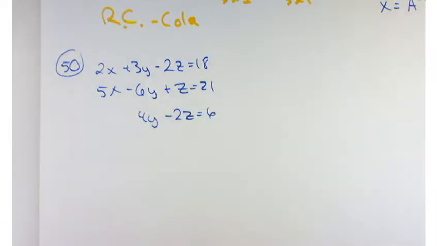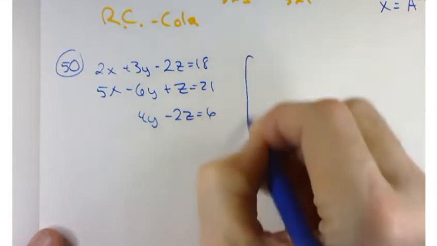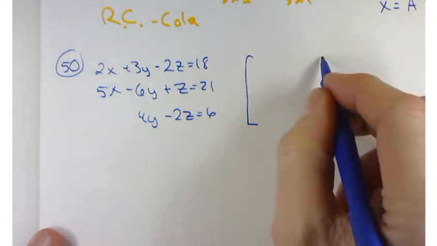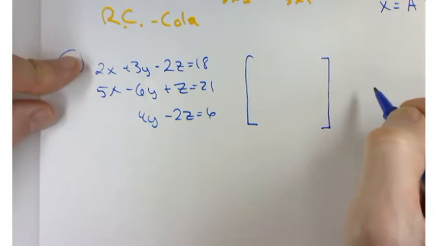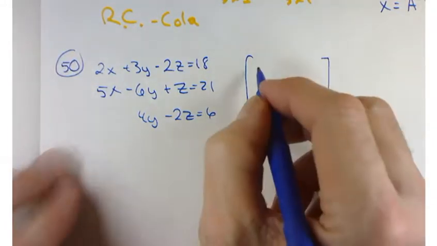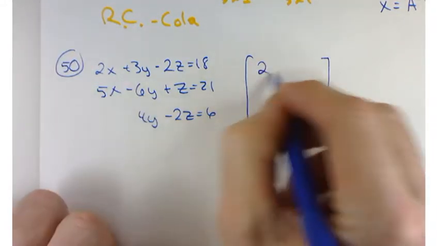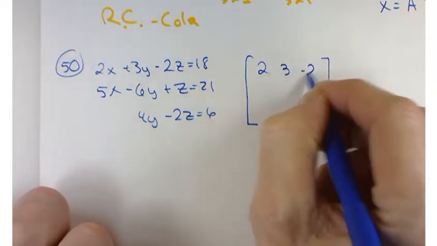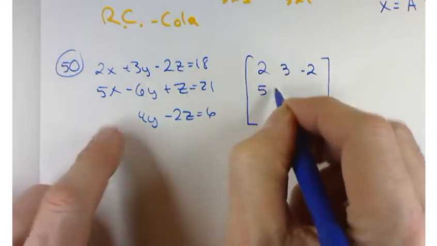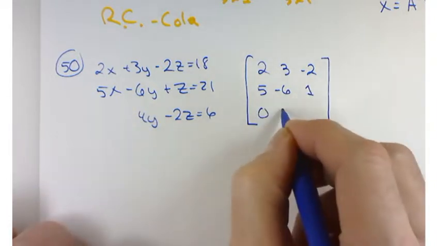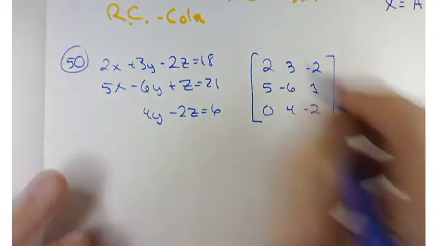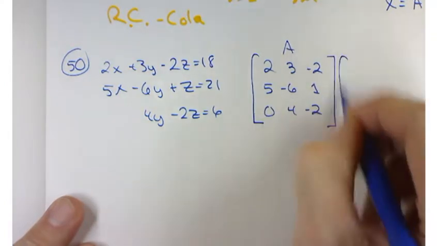So the first thing we need to do is think of this as a system of equations. My matrix A is going to be the matrix of coefficients. James, what are the coefficients here for problem number 50? Good. Perfect. So that's our matrix A.